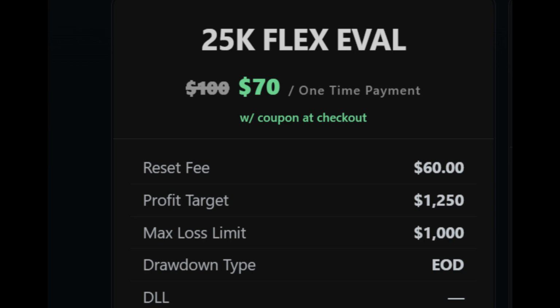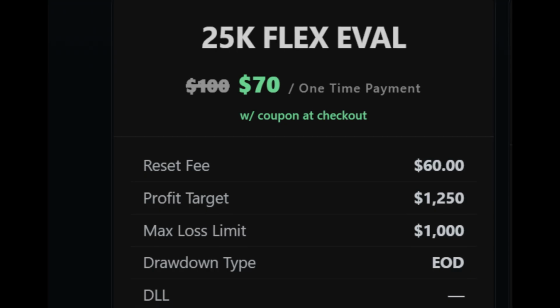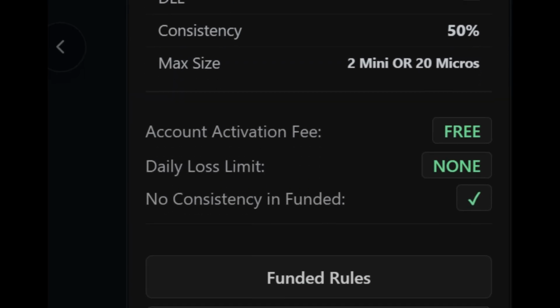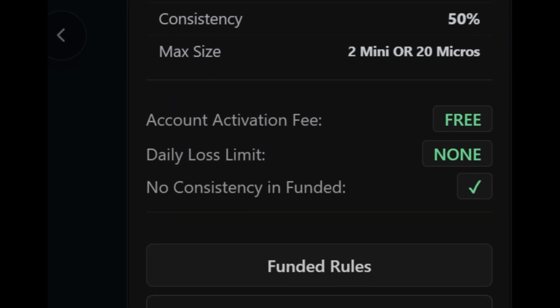Now, to buy the account, it's $70, and you have a profit target of $1,250. The maximum loss you can have on that account is $1,000. So when you hit that, you basically blow the account, lose your $70. And this is really important, the consistency. Now, some accounts will have consistency in the funded stage. These Flex accounts do not.